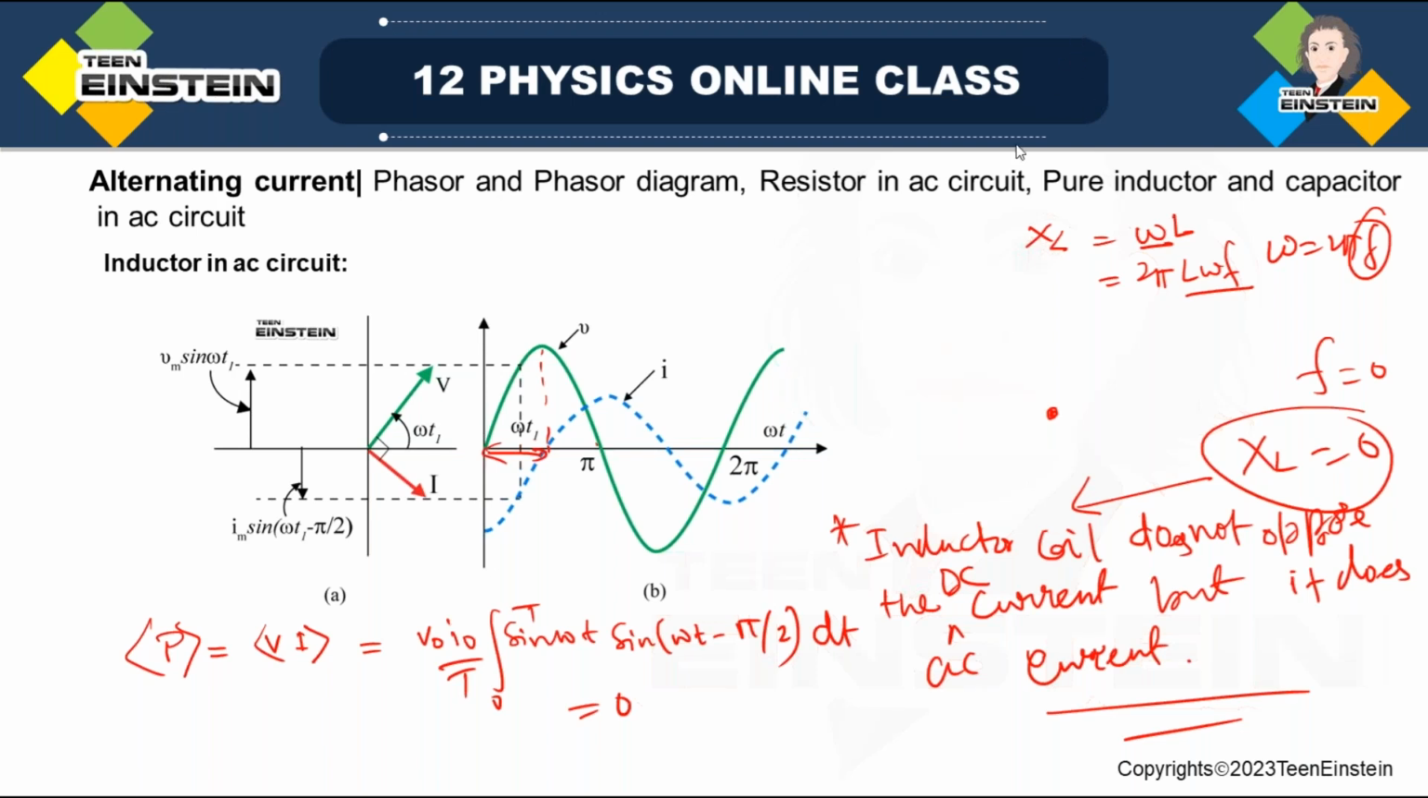All right, so we'll stop here for today. In the next class, we'll discuss a pure capacitor in an AC circuit and then we'll learn LR and CR in combination.